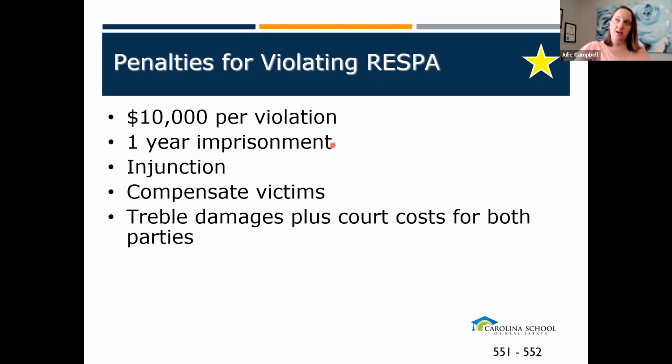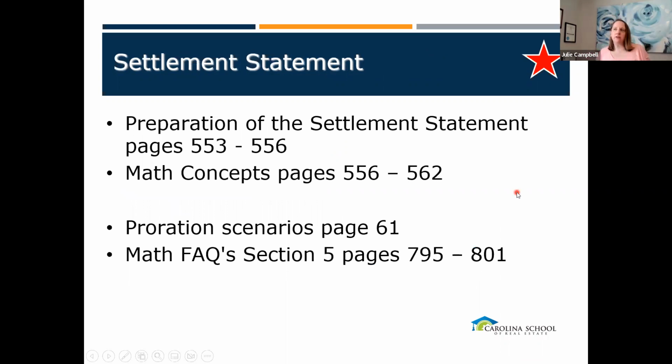And to start our settlement statement discussion, I first want to show you guys where in the book you can find information about settlement statement math. In your book, pages 553, which is where we are, 553 to 556 gives you some good information. The math concepts for unit 21 are 556 and 562.